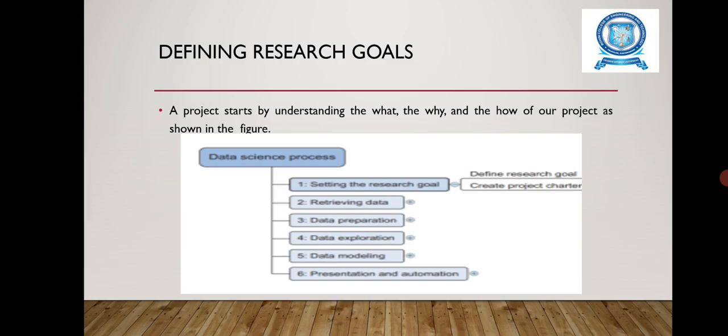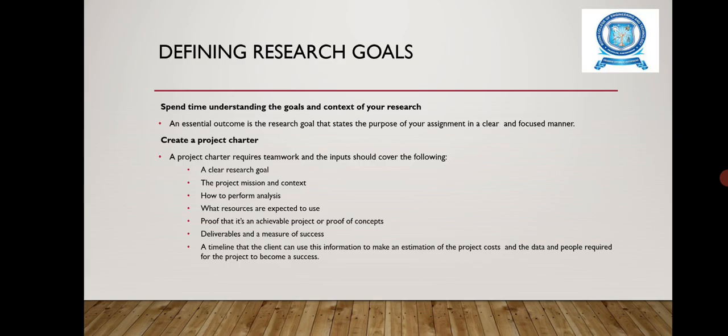The project starts by understanding the what, the why, and the how of the project, as shown in the figure. So this is the data science process, and we first set the research goal, that is, what we are using the project for, why we are using it, and how our project is going to proceed. For that, we are going to define some research goals, that is, spend time understanding the goals and context of your research. This is an essential outcome that states the purpose of your assignment in a clear and focused manner.